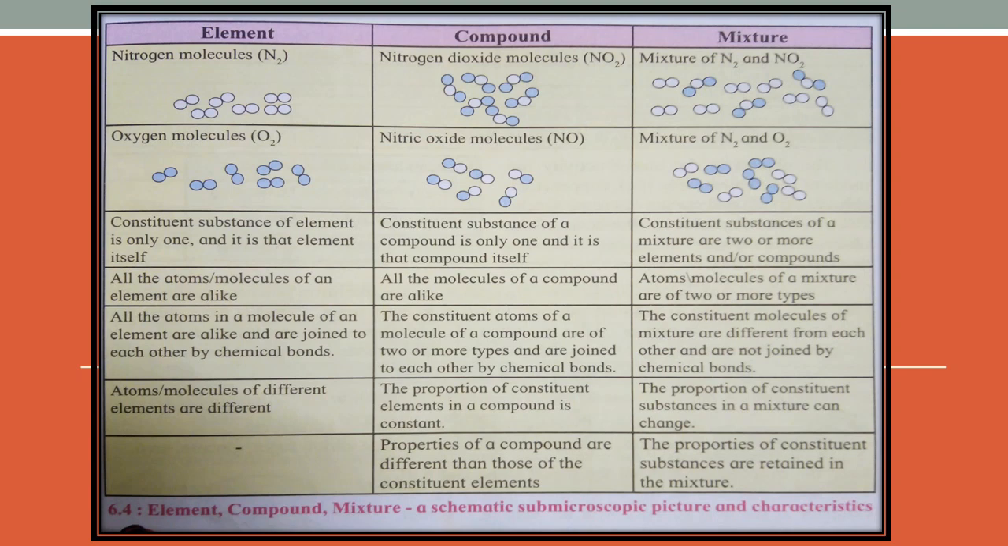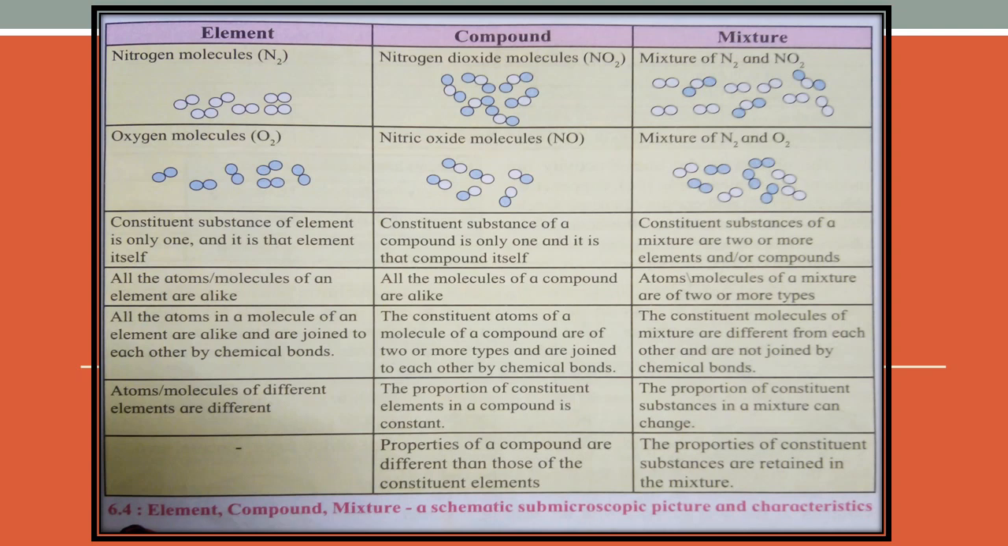Now we are going to see the compound. So nitrogen dioxide molecules, that means NO2, in which you can see one atom of nitrogen, white in color, and two atoms of oxygen, blue in color. They are bonded together to form nitrogen dioxide. And in the nitric oxide molecule you can see white colored nitrogen bonded together with one blue colored oxygen atom to form nitric oxide.